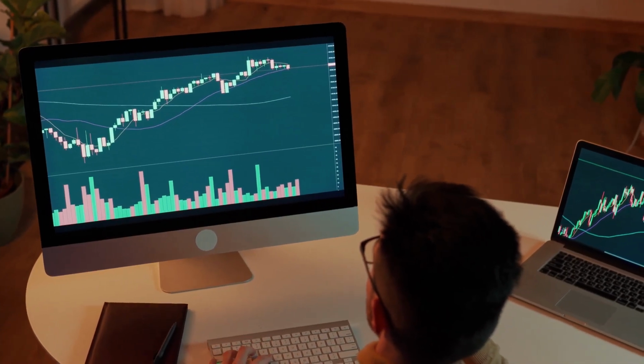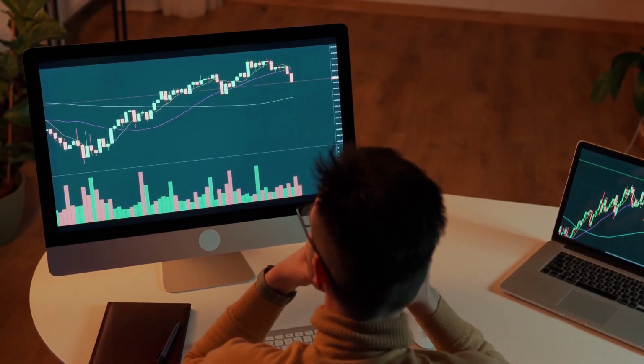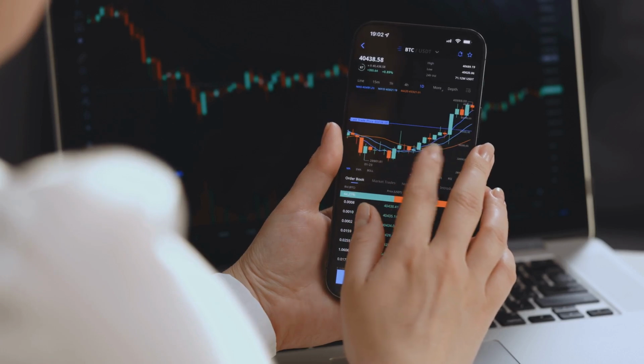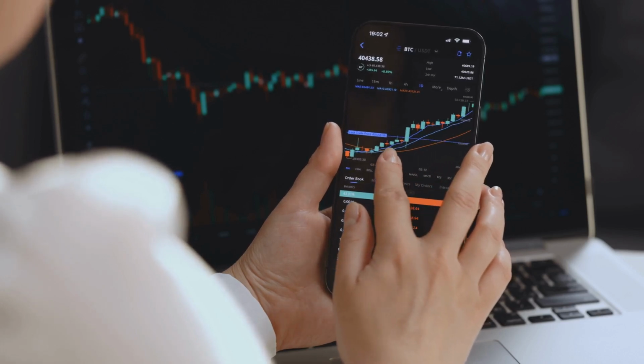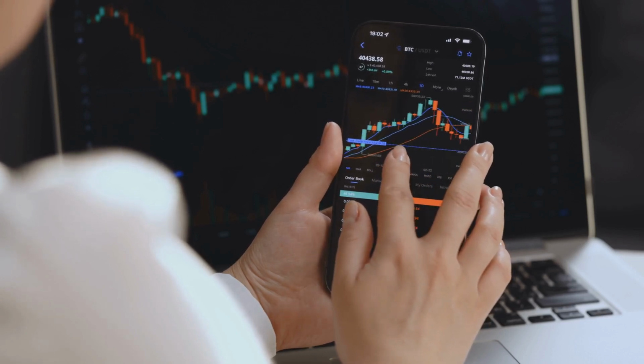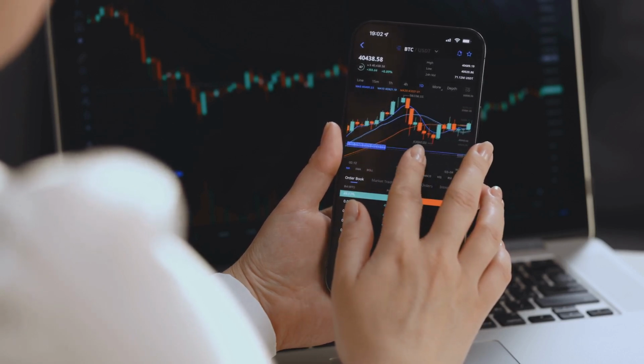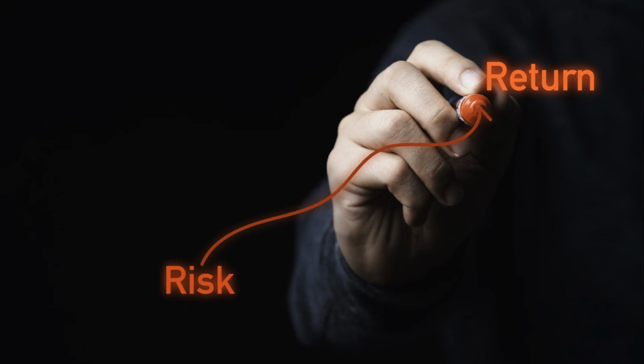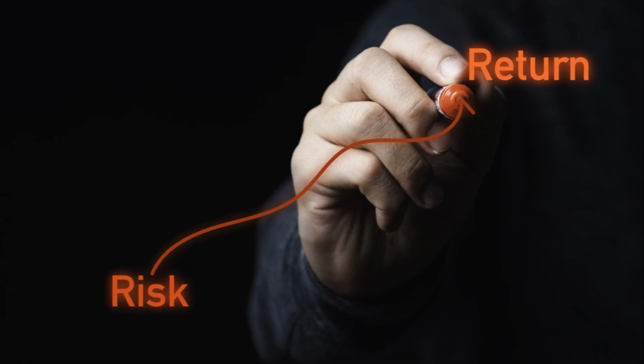Whether you're a seasoned Wall Street wolf or a newcomer dipping your toes in the waters of cryptocurrency, the potential for profit always comes with a degree of risk. The question is, how can you quantify that risk? More importantly, how can you determine if the potential rewards are worth the risk you're taking? That's where the Sharpe Ratio comes into play.